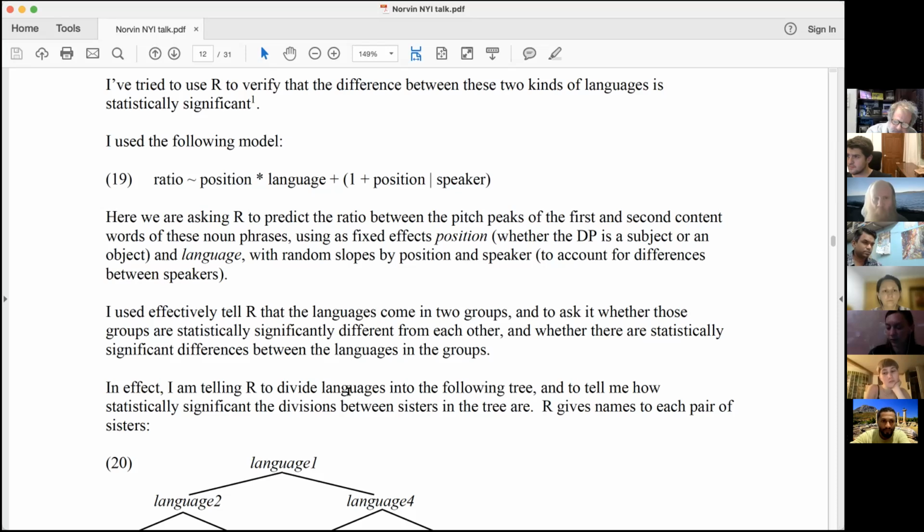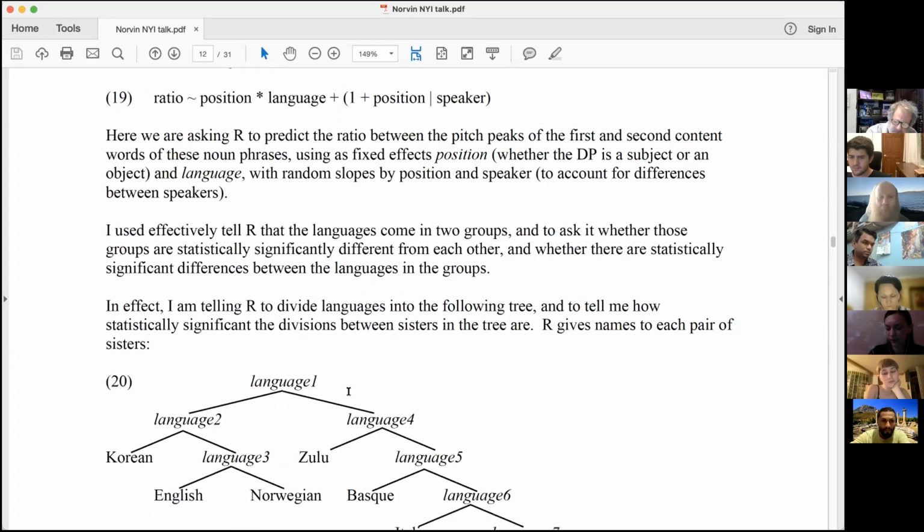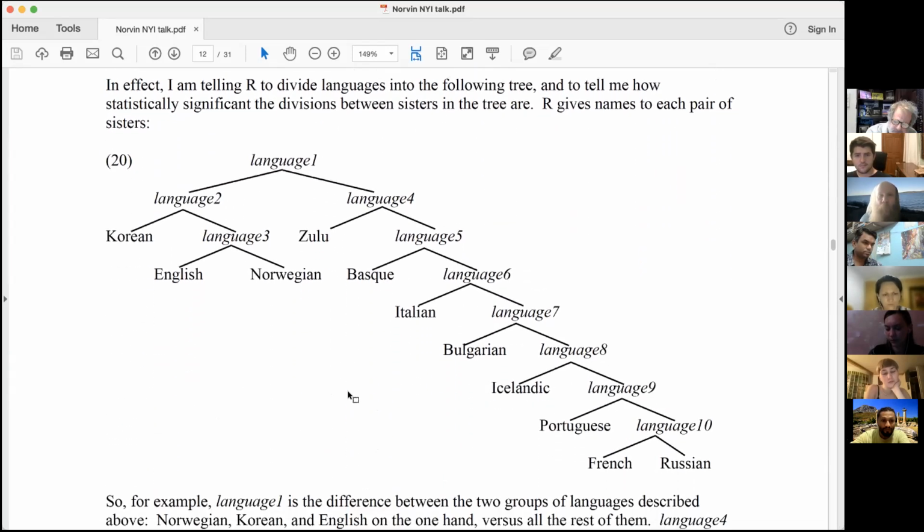So what I'm doing here is telling R to divide languages into the tree in 20, where the tree in 20 is determined by the average ratios between the pitch peaks that we got as the results of the experiment. So Russian, you can see, is down here at the bottom of the tree.